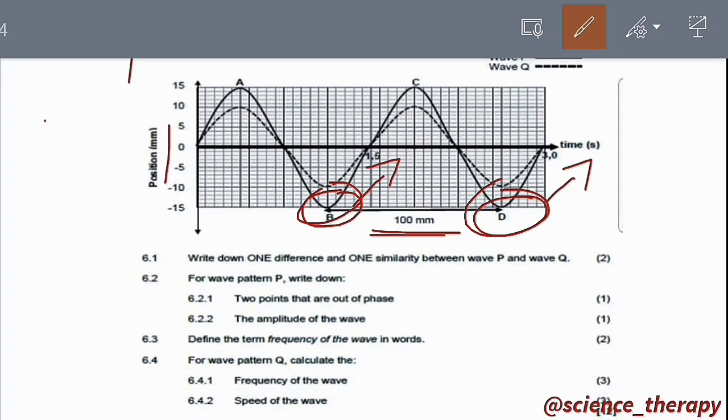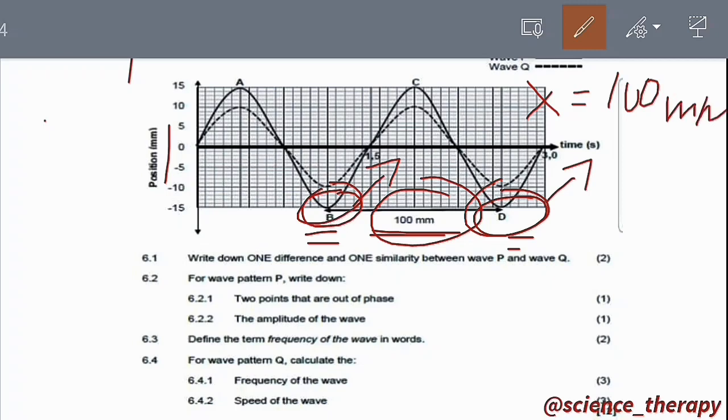If you go back to the definition of wavelength, it says this is 2 consecutive points that are in phase, which is B and D. That means, in other words, the 100 millimeter that we've been given here is your wavelength. Now, in that way, we have analyzed our question. Now we can just write in our data: wavelength is 100 millimeter, right?